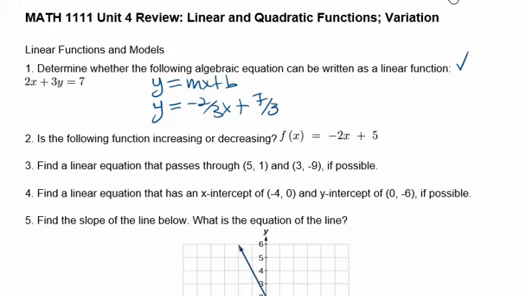Okay, number 2, is the following function increasing or decreasing? Okay, because it's a line, we can look at the slope. And since the slope is negative, that means this function is decreasing.